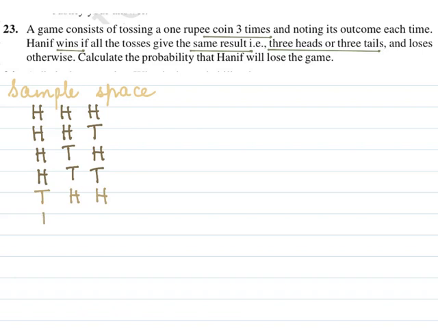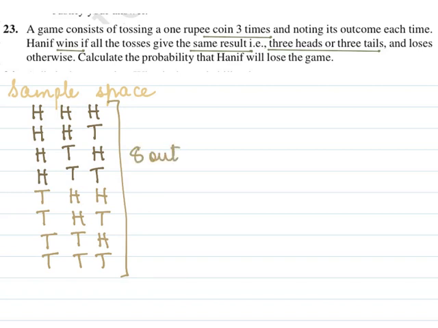So it could be tail, head, head, then tail, head, tail. Now it would be tail, tail, head, and then tail, tail, tail. And if you count this, the total outcomes are 8 when you have 3 coins tossed. Now let us see when he will win the game.